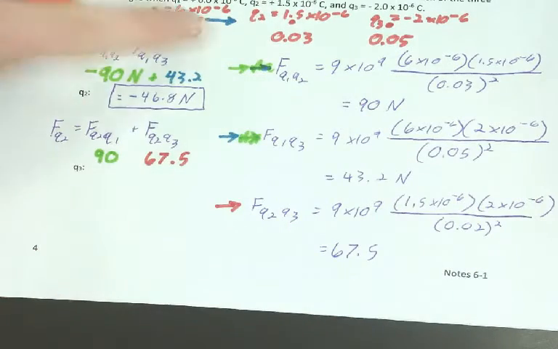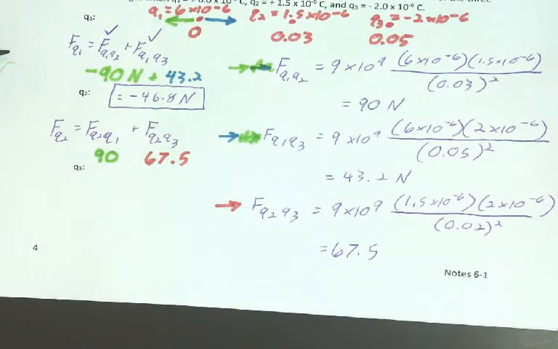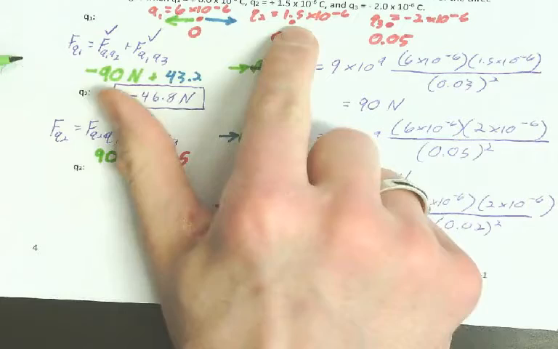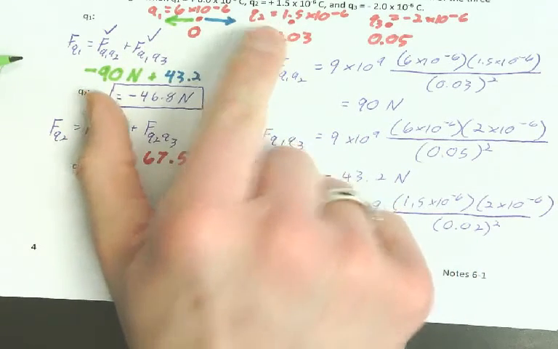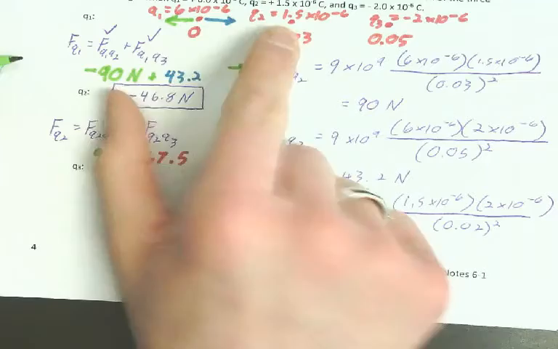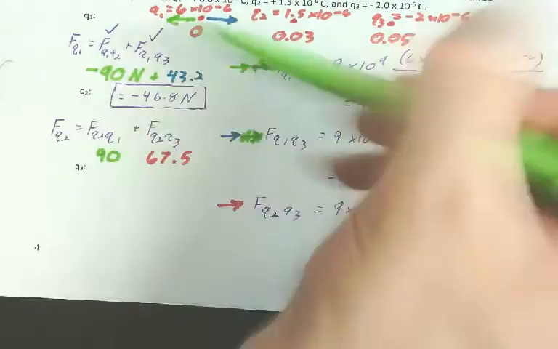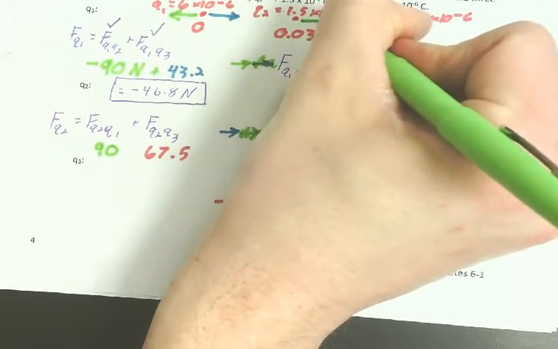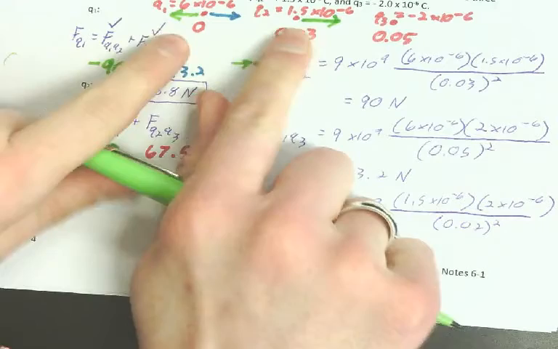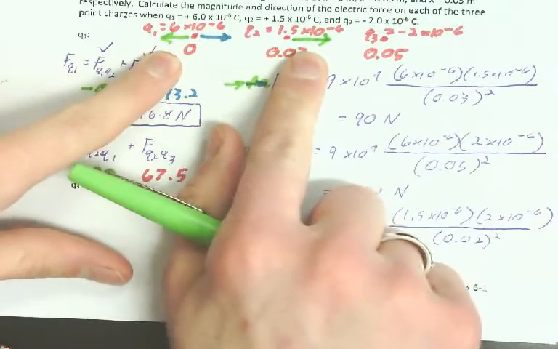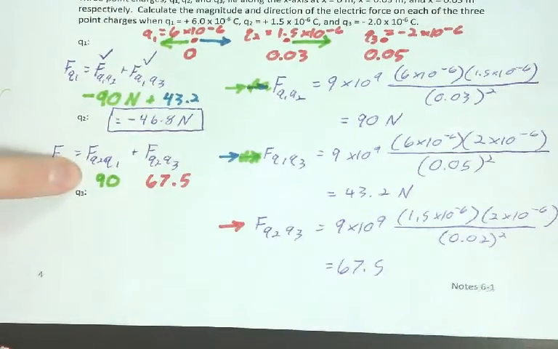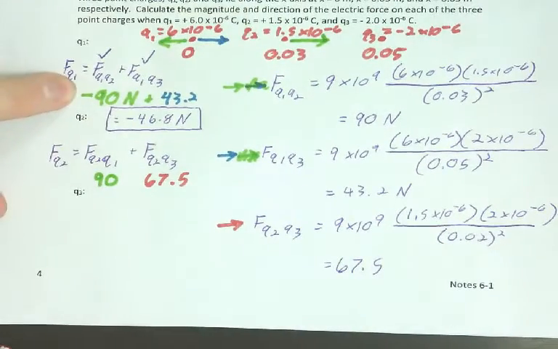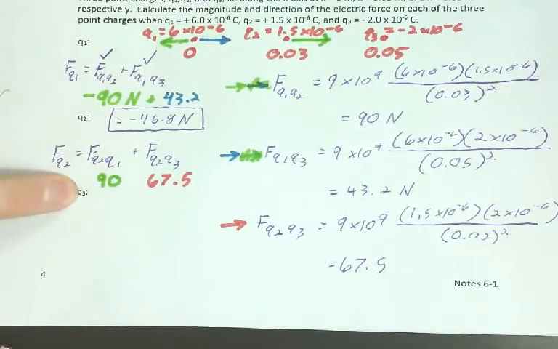Okay, I look at Q2 and I say to myself, what direction is Q2 going because of Q1? Q1 is positive. Q2 is positive. Which way does Q2 have to go to be repelled from Q1? Right. Hey, Newton's third law. Every action has an equal and opposite reaction. In fact, I don't even need to do that. I just look at this and say, this was negative 90. This has to be positive 90.